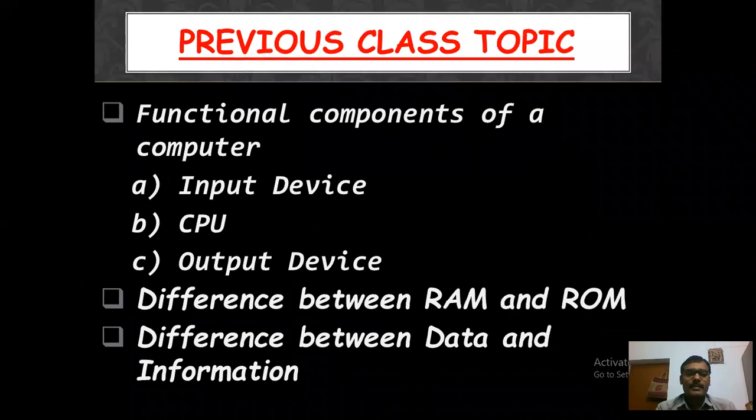some of the important topics, that is functional components of a computer, input device, CPU and output device. These three are known as the functional components of a computer. Then we have discussed about difference between RAM and ROM, and we have also discussed about difference between data and information, difference between input device and output device. So these topics have been discussed and you have understood very nicely.